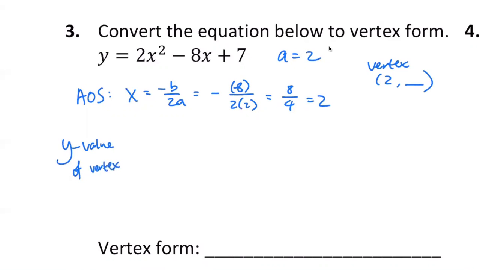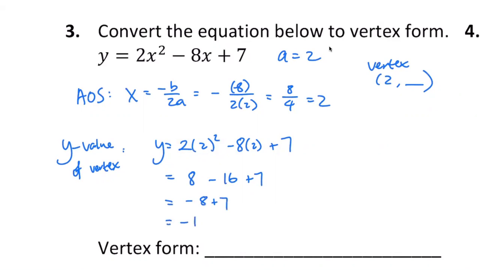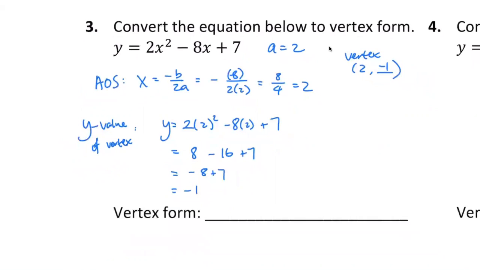So then we find the y value of the vertex, and that is y equals 2 times 2 squared minus 8 times 2 plus 7. So 2 times 4 is 8, minus 16 plus 7. Negative 8 plus 7 is equal to negative 1. So our vertex is 2 comma negative 1. So our equation would be y equals 2, which is the a value, times x minus 2 squared, and then minus 1. Okay, so again, very straightforward.